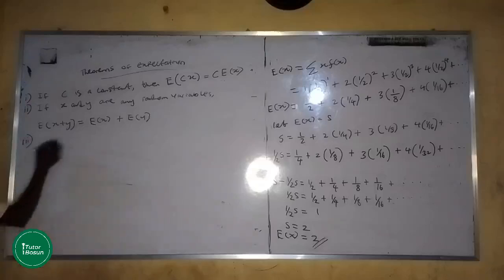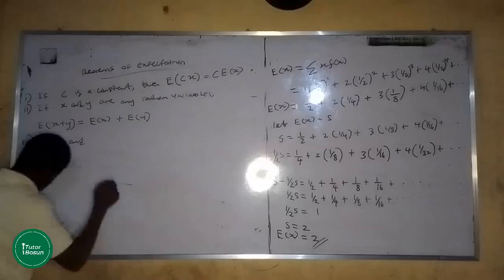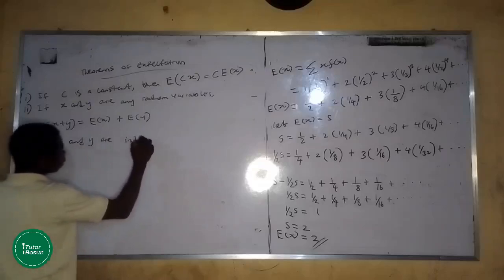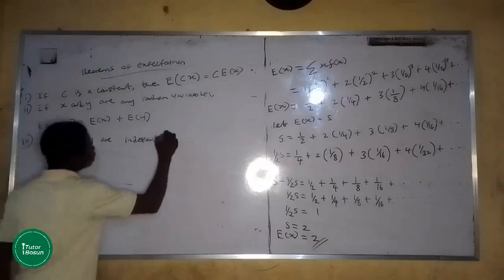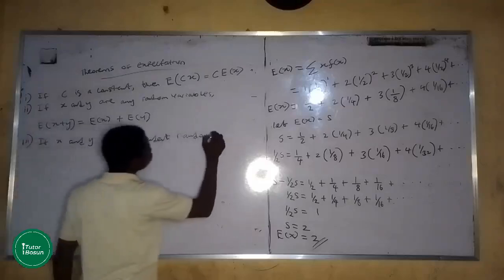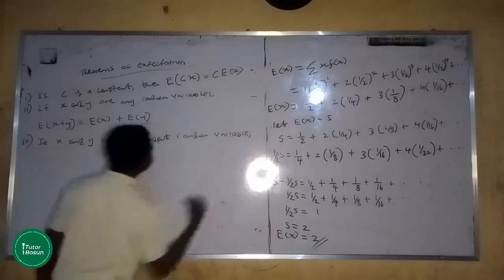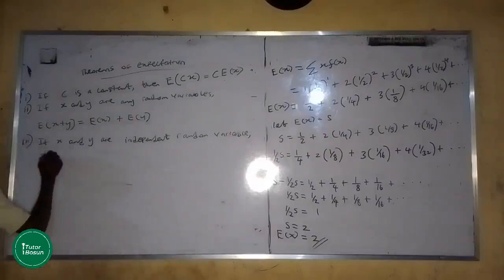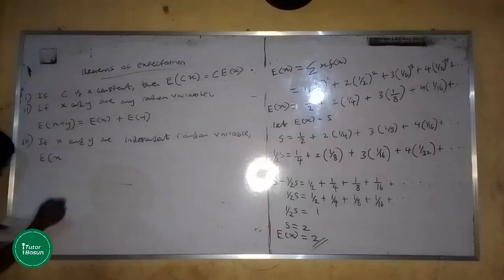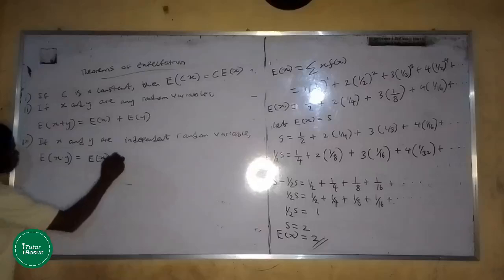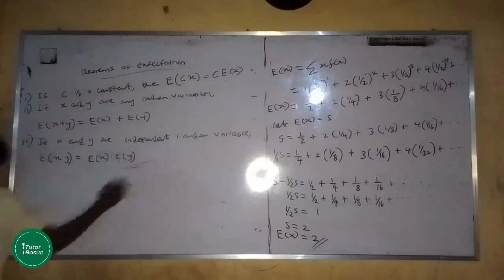And the third theorem is a multiplication. It says if x and y are independent random variables, then the expected value of x multiplied by y is equal to the expected value of x multiplied by the expected value of y.